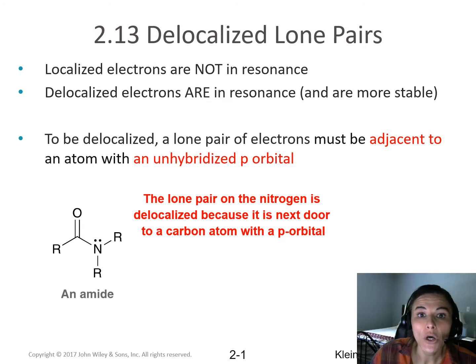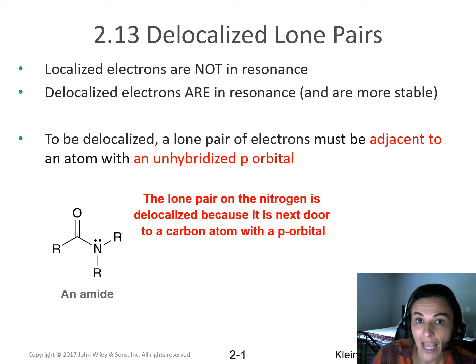For a lone pair to be delocalized, it must be adjacent to an atom with an unhybridized p orbital. Okay, this is important to remember. If you see a lone pair next to a p orbital, so that would be either a carbon with a positive charge or an sp2 hybridized carbon, the lone pair can be delocalized and in resonance.